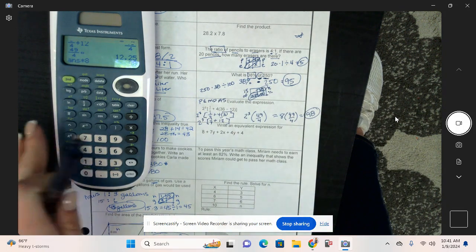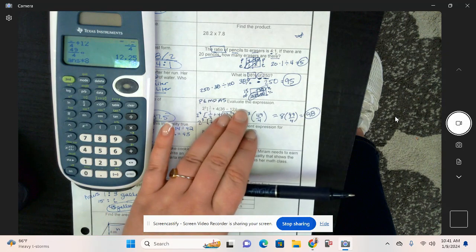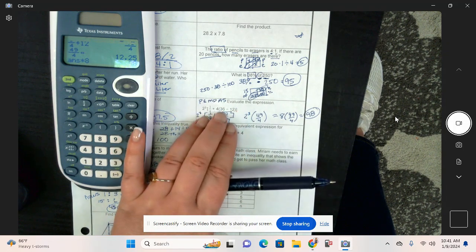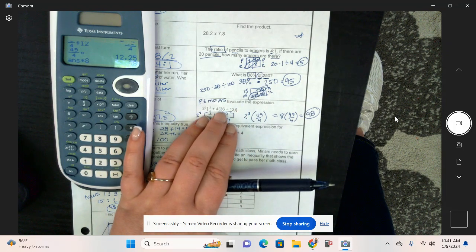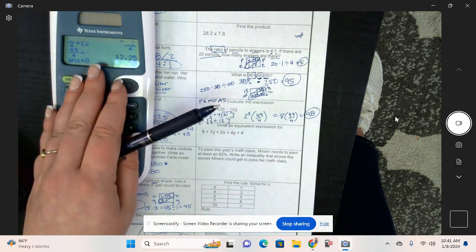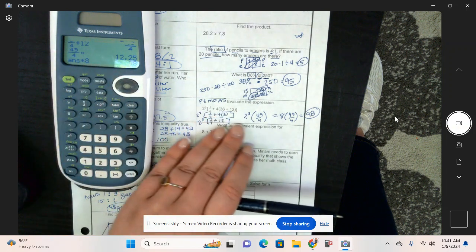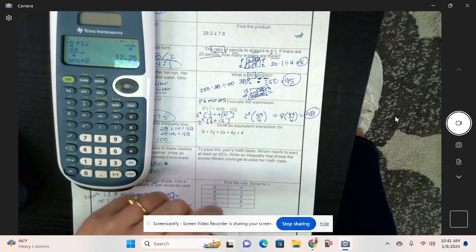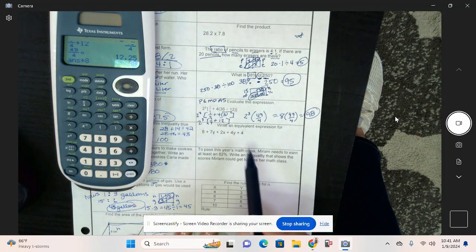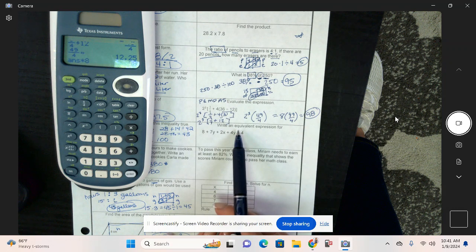So like I said, if you have one of these calculators, you can punch it straight in. It can go through the order of operations for you. If you do not have one of these calculators, you're going to have to actually do the order of operations yourself. Now the next problem is something that we haven't done in class yet that we're going to actually start doing next week.